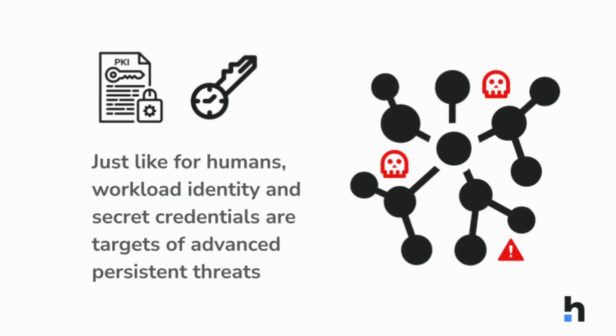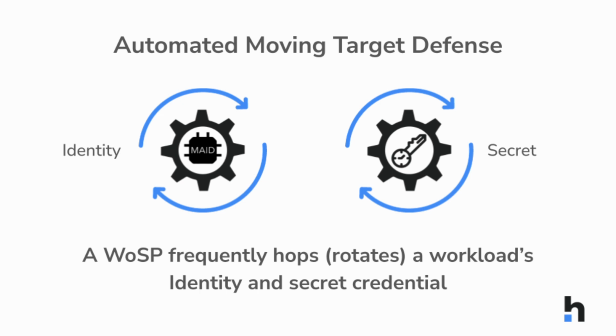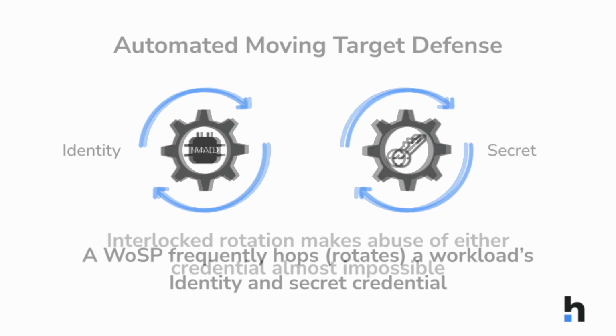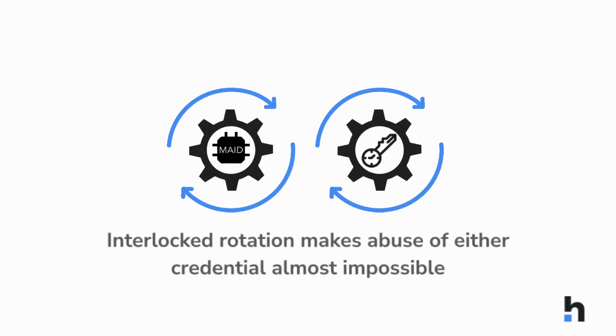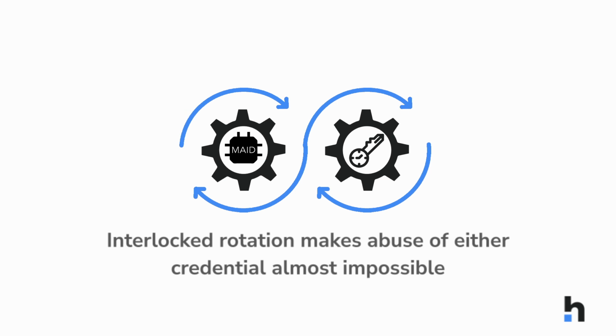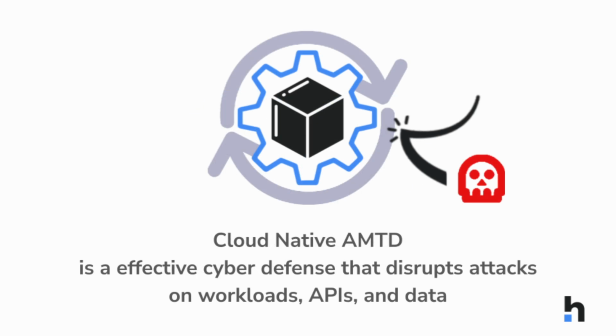Also, an important cyber risk and resilience benefit comes with the use of WoSPs. We know that access credentials are a high-value target for cyber threat actors, and that sophisticated, advanced persistent threats are able to penetrate network defenses and operate undetected. These reasons are why WoSPs hop the MAID credential and ephemeral encryption key at a high frequency. The hopping creates an automated moving target defense that prevents attackers from finding and abusing workload access credentials. And the two credentials hop at different frequencies with cycles that interlock, making it nearly impossible for an attacker to obtain the right combination before the next hop. This cloud-native form of AMTD is an effective cyber defense because it disrupts attacks before they can occur.